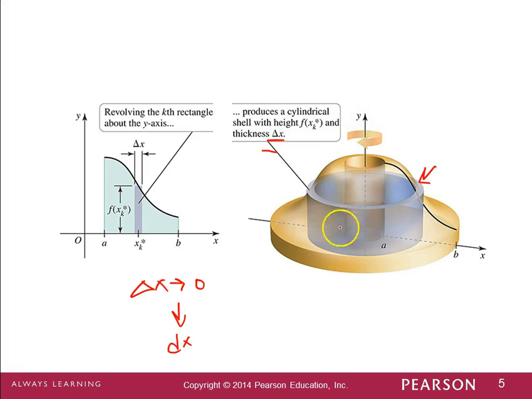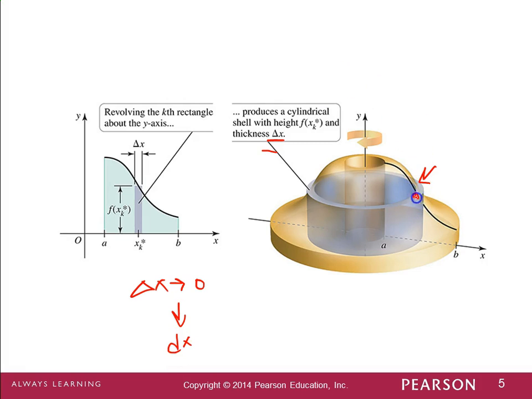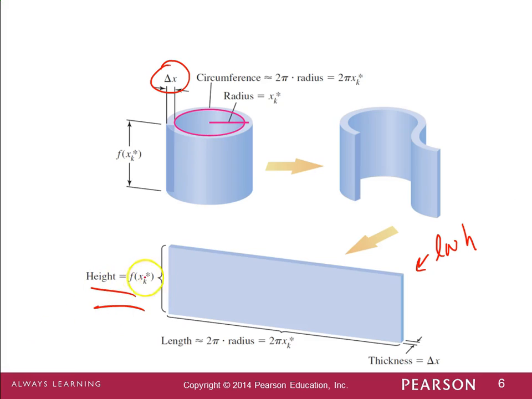This tiny little cylindrical shell, we can cut open and roll out, and really it's just a rectangular prism where we want length times width times height. What is the width here? We know the width is delta x. What is our height? That's determined by the function. How high is this on our graph? That's this point right here, bound by the curve y equals f of x. So we have that height, which is the function, and the width, which is our delta x, which will turn to dx.